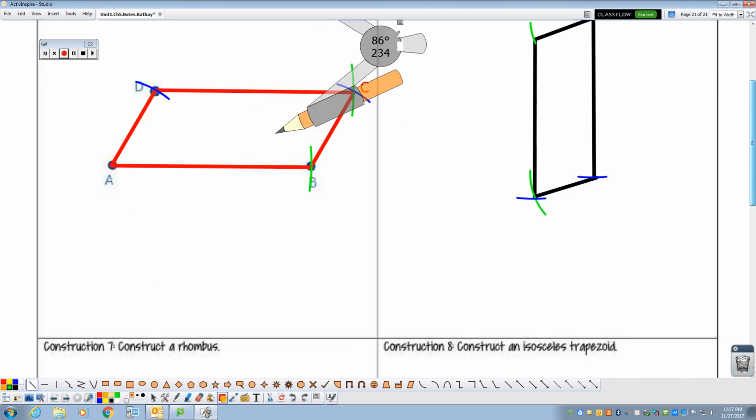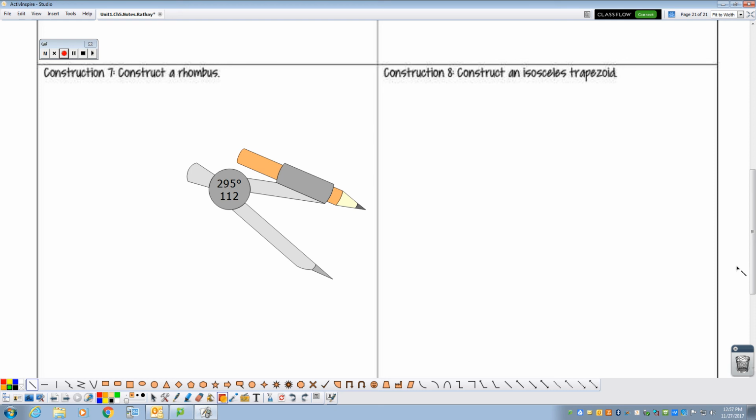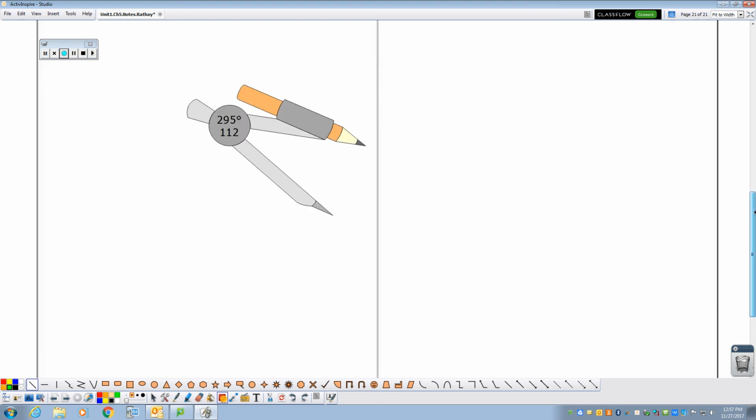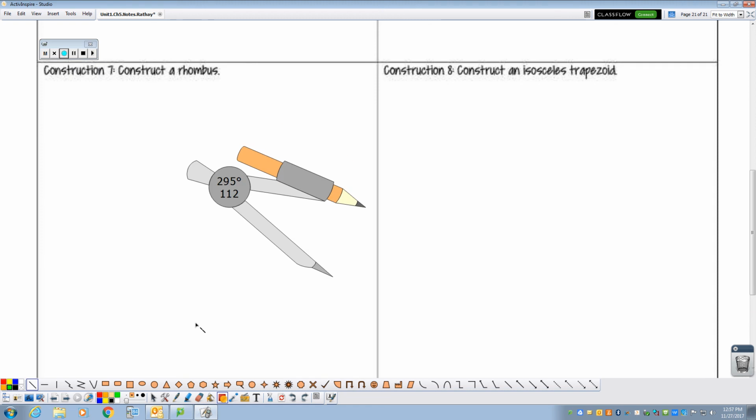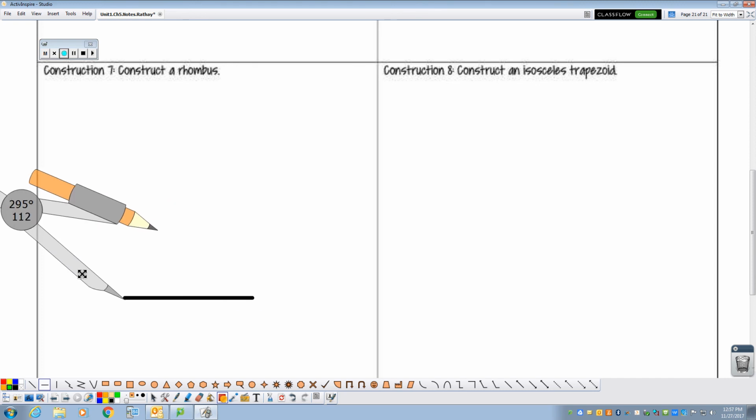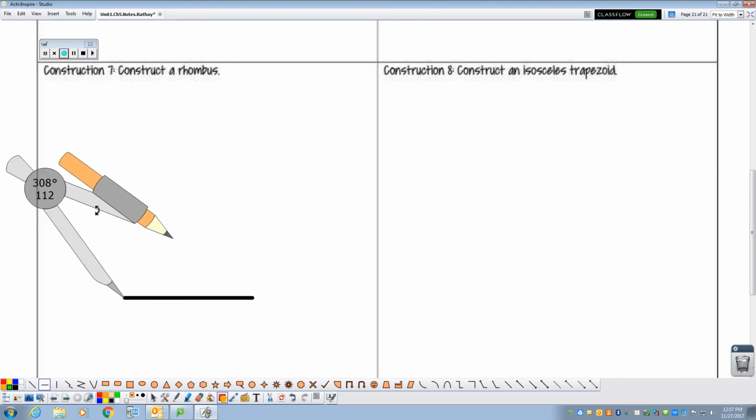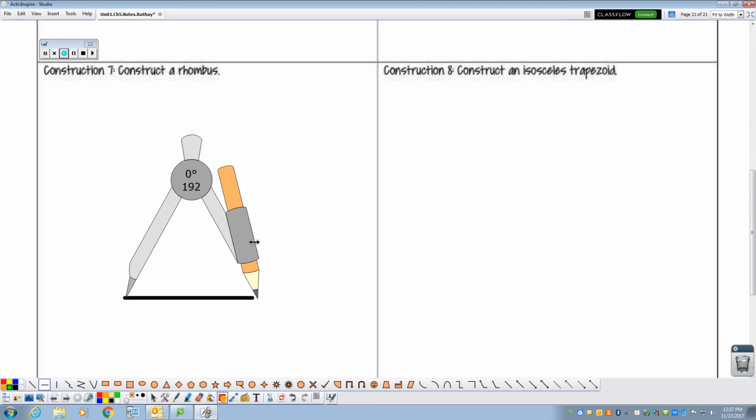That's all. Next, construct a rhombus. Well, the rhombus is very similar to the parallelogram. The difference is that all the sides are equal. So we have to guarantee that we have 4 equal sides. So the first thing I'm going to do is just draw one side of my rhombus. So there's the length of my rhombus. Great, I measured it. Now every other side has to have that same length.